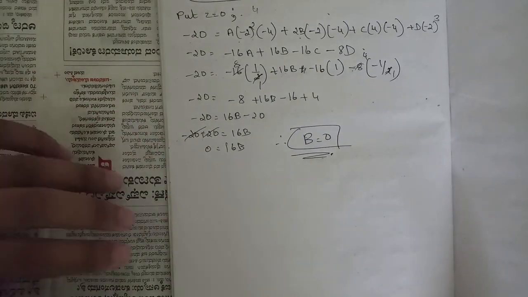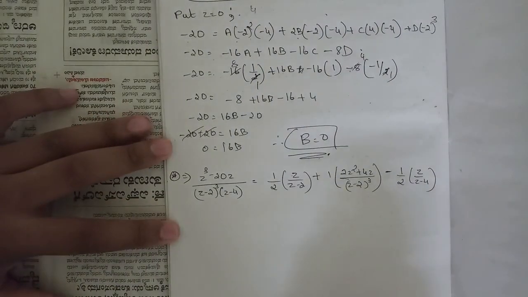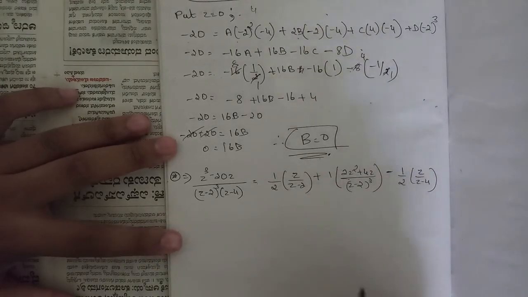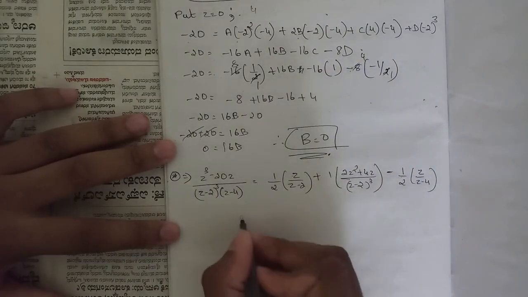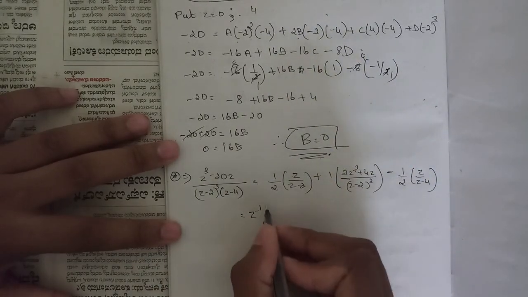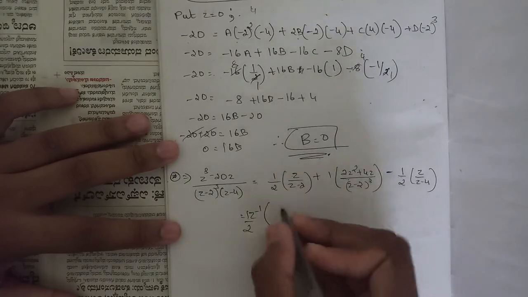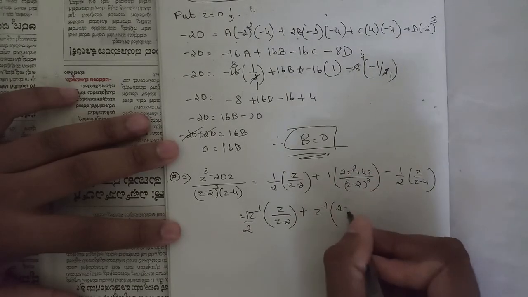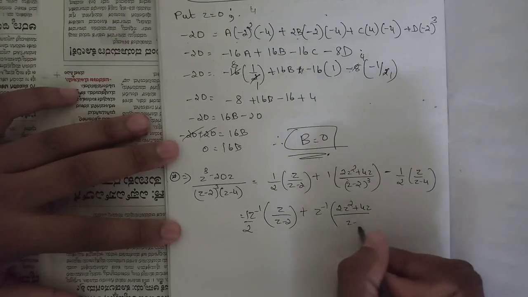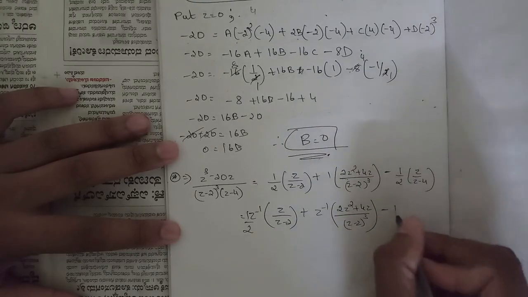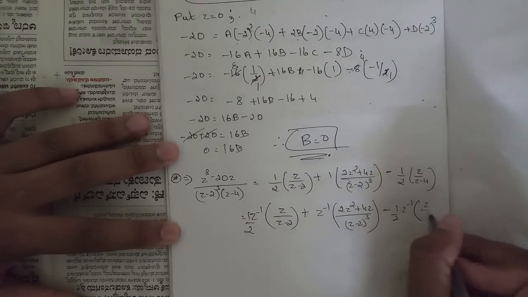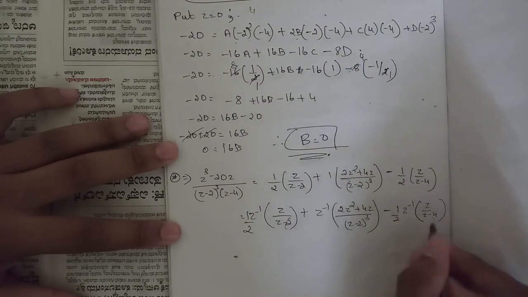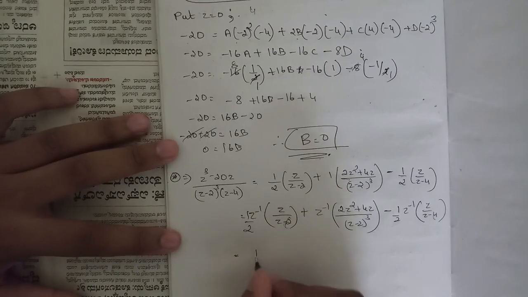So now we'll put these values in equation star. I've substituted the values of A, C and D. Since the value of B is 0, I have neglected that term. Now we need to take the Z inverse of, taking the 1 by 2 outside, Z by (Z minus 2), plus Z inverse of (2Z square plus 4Z) divided by (Z minus 2) whole cube, minus 1 by 2 Z inverse of Z by (Z minus 4). Here, directly for these two terms, we have the value of a as 2, so substitute it.